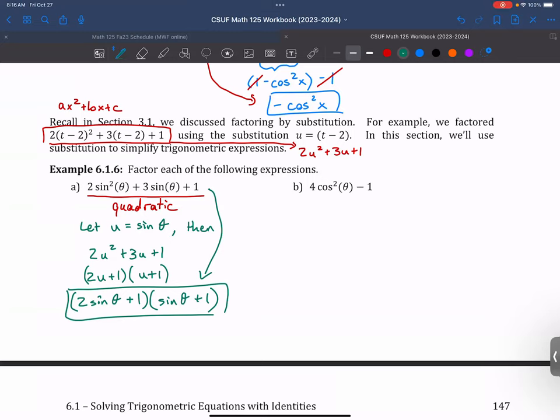I'll give you a second to type any questions you might have on this factoring process.